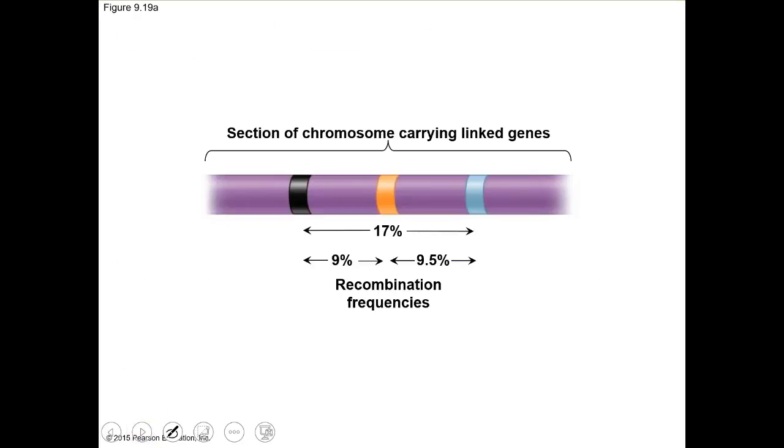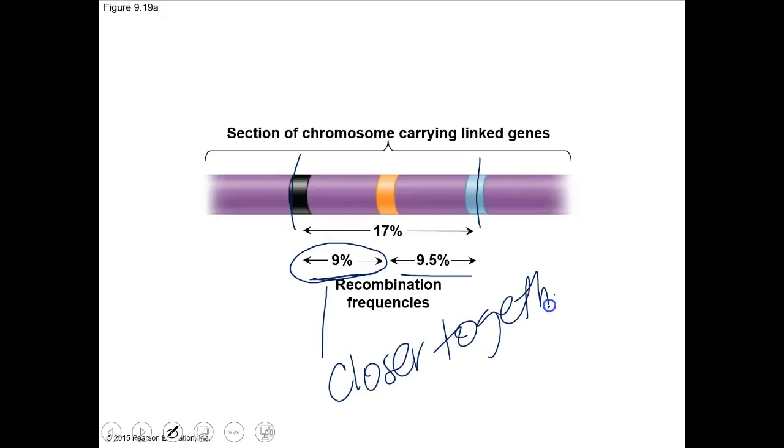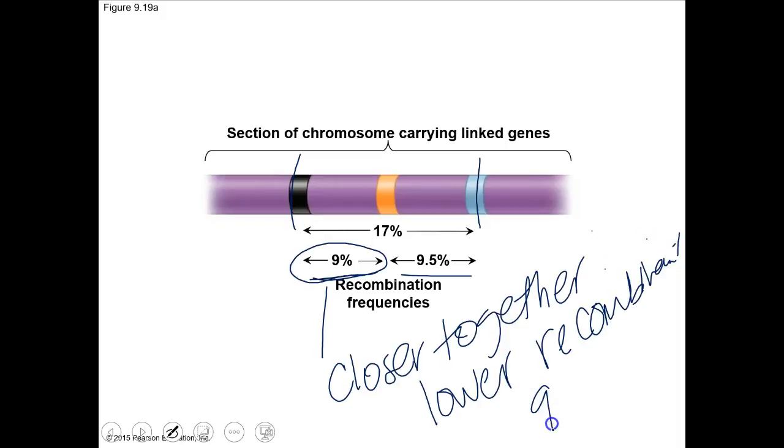So if we say 17% overall for these particular genes, and we've got recombinant frequencies in between, then we can get an idea about how close or how far away they are, because the lower the recombination frequency, the lower the percentage of recombination, the closer they are. Closer together, we'll say lower recombinant percent frequency. Something like that.